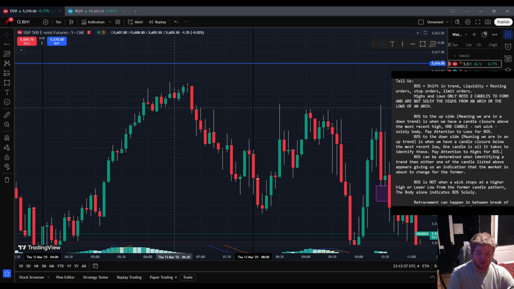To find a low, we would look at a move down and then a move up. Here's our low between these two candles. In order to find the break of structure, it would need to be there. Or down, up. Here's our low. Our break of structure was on this candle.